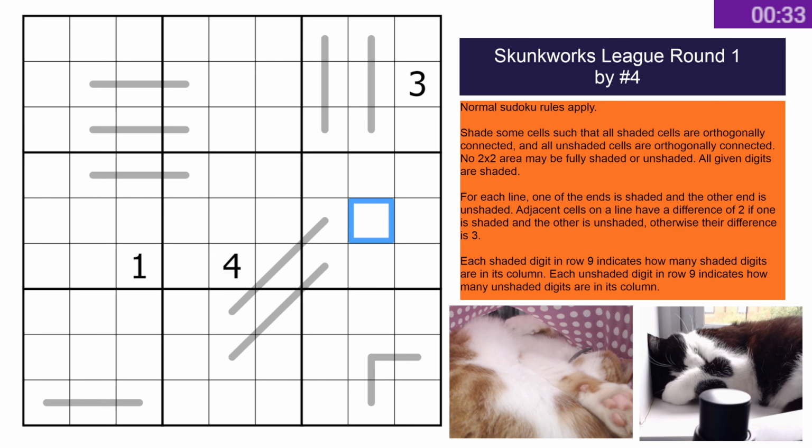But anyway, in this particular one, we've got normal yin yang rules, so shading and unshading, orthogonally connected, no 2x2s. Oh, given digits are shaded, I didn't read that when I skimmed the rules the first time around. That's interesting. And then the lines work by each one of them being shaded and the other unshaded. And if you have a pattern like this, then adjacent cells on the line.